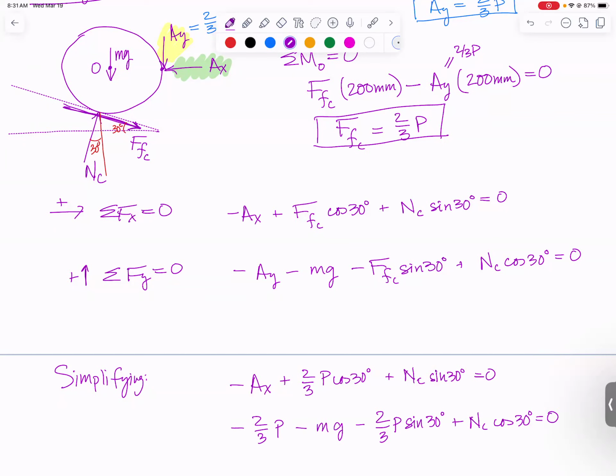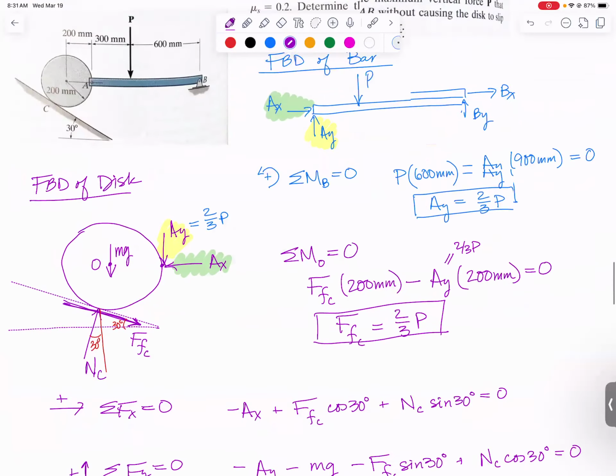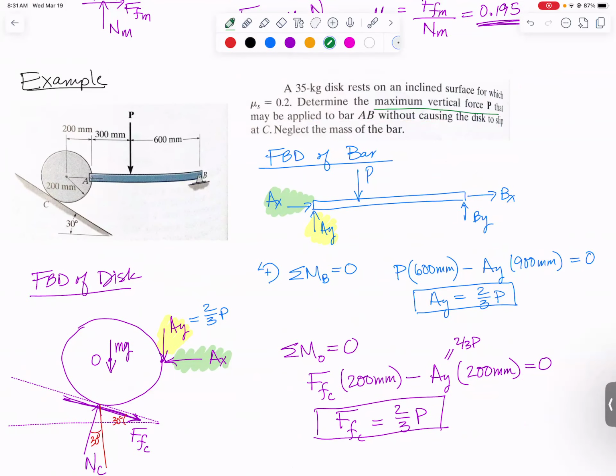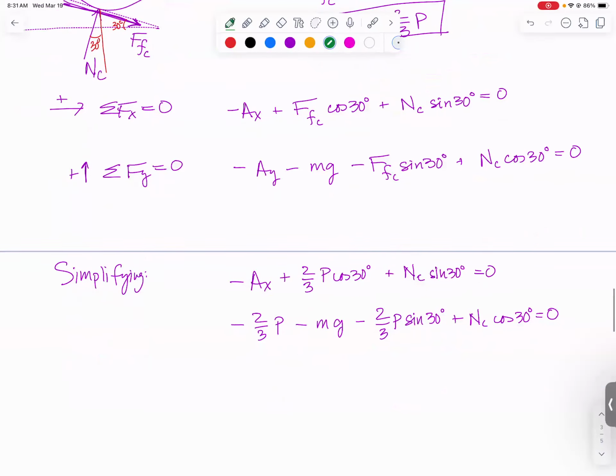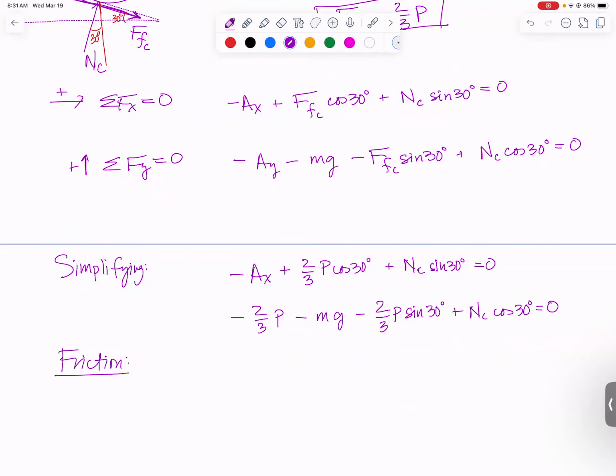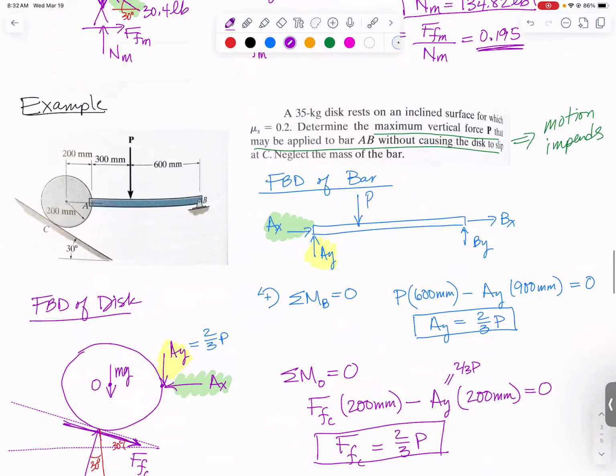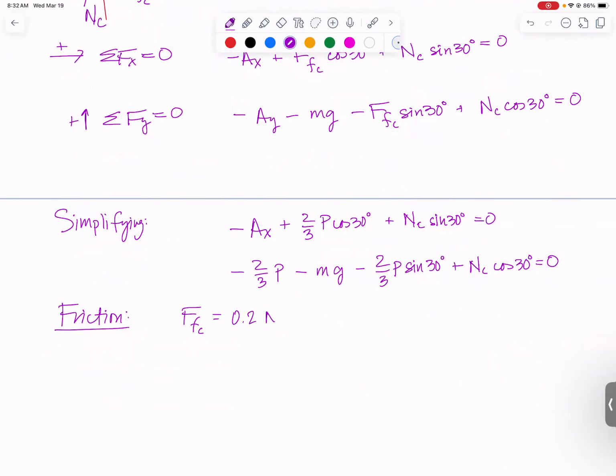So now they were asking for us to solve for P when the disk is just about to slip, right? Maximum vertical force P without causing the disk to slip. That means we're solving when motion impends. The idea being that if you applied just a tiny bit more P, it would slip. So we're going to use our friction equation. It says that the force of friction at C is equal to the coefficient, which was 0.2, times NC.